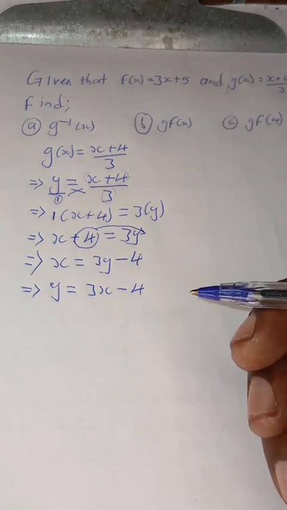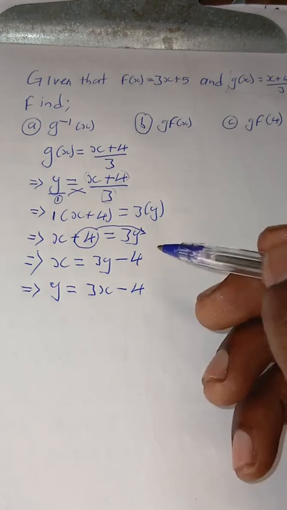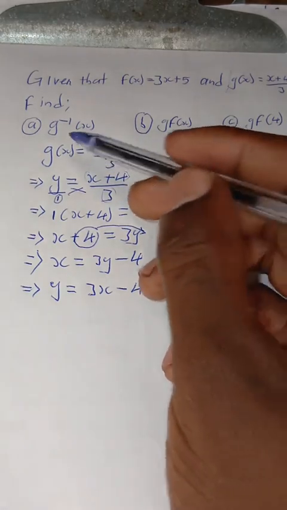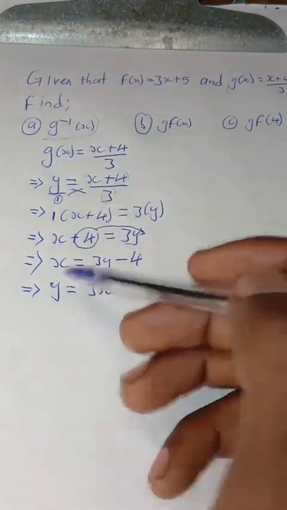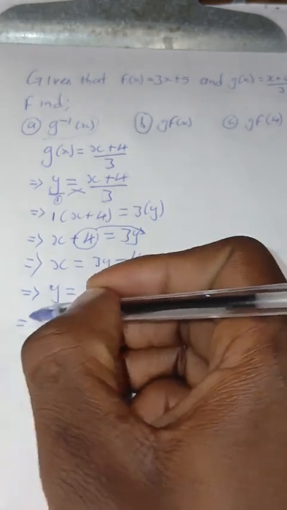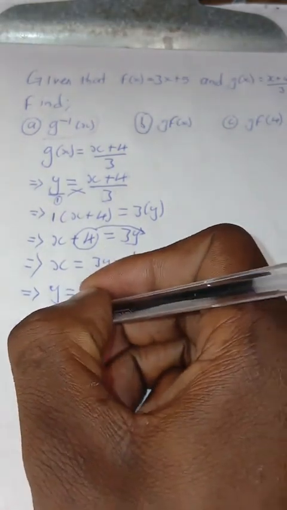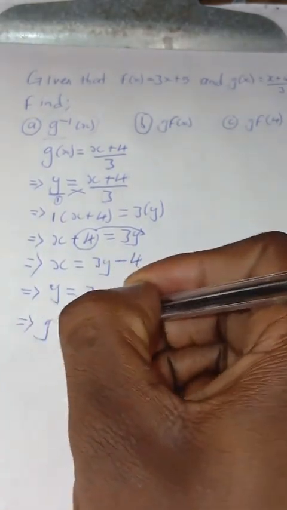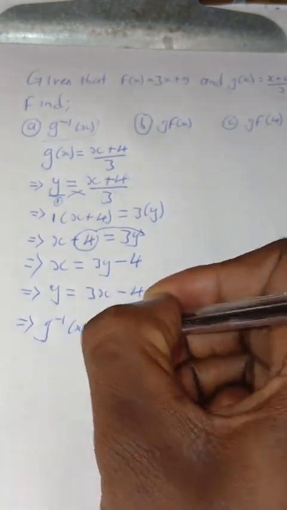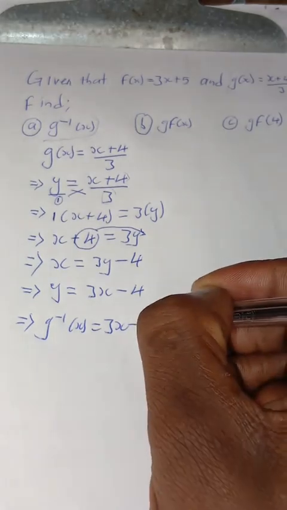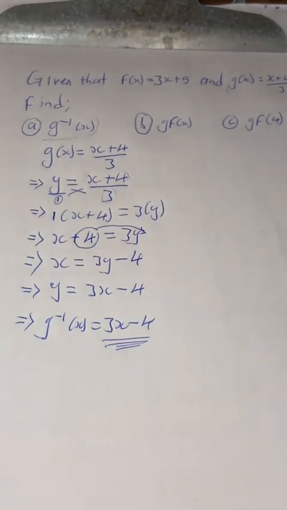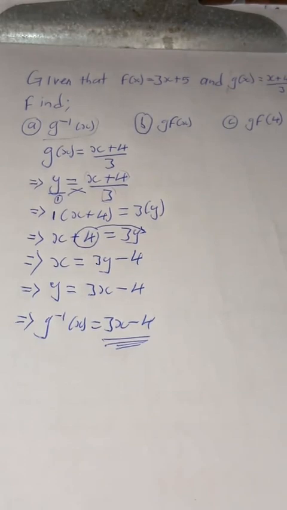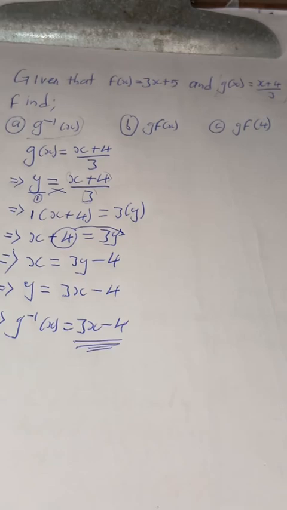3x minus 4. But what are we finding? What we are finding is the inverse of g. So bring this guy where you have y. That's our last step. So we're going to say g inverse of x is equal to 3x minus 4, and this is our inverse. Okay, let's go to the next question.